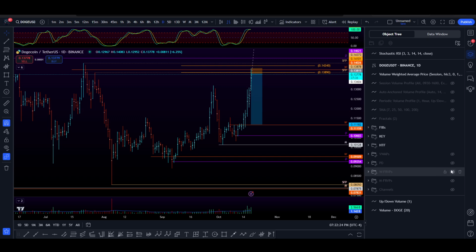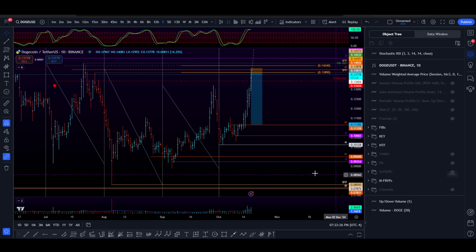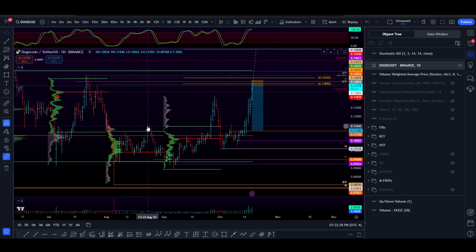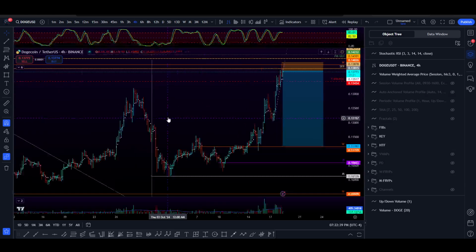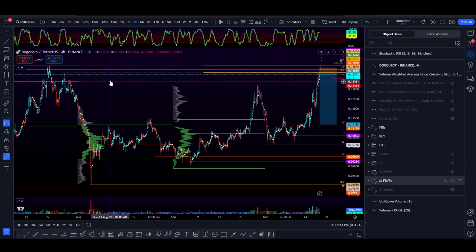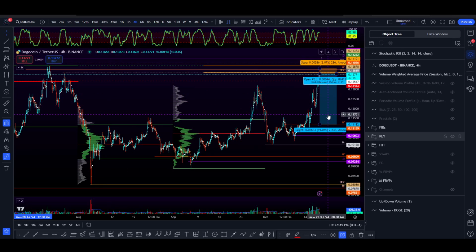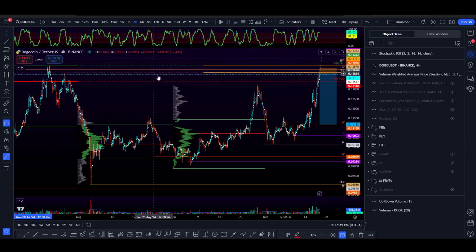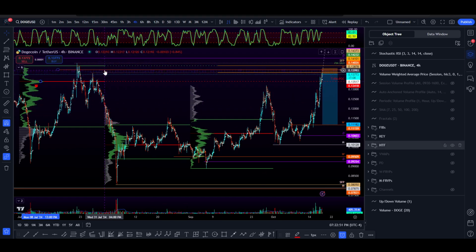Next, we could turn on the monthly fixed range volume profiles. So not too much confluence with the monthly. We've already broken through the point of control of the previous month. Let's go down to the 4-hour actually. So we've broken through the point of control of the previous month, and now we are front running the value area high of this previous month up here, right? Still untested, so a pretty interesting level.